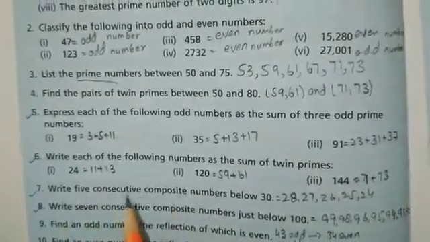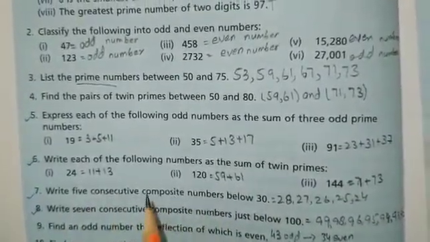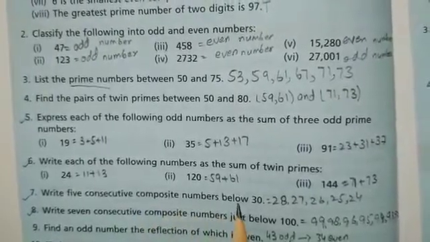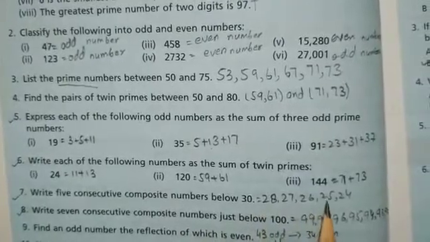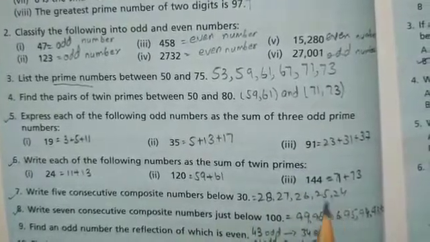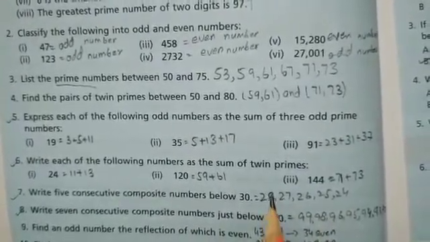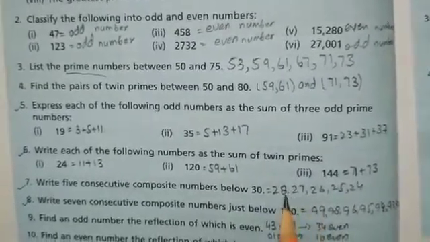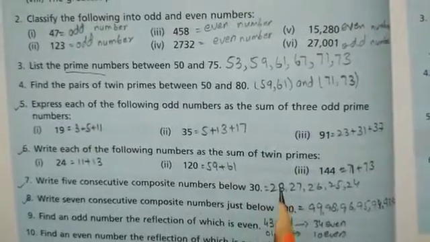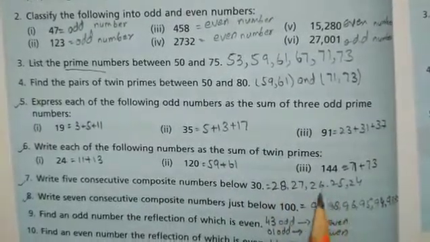Write 5 consecutive composite numbers, numbers with more than 2 factors, below 30. Which numbers? 28, 27, 26, 25 and 24. These numbers have more than 2 factors, so they are composite numbers below 30. Only write 5: 1, 2, 3, 4, 5. These are the 5 numbers.